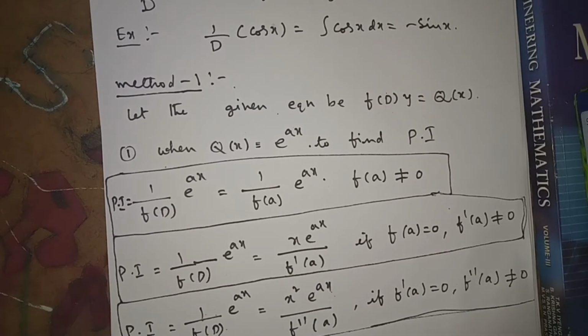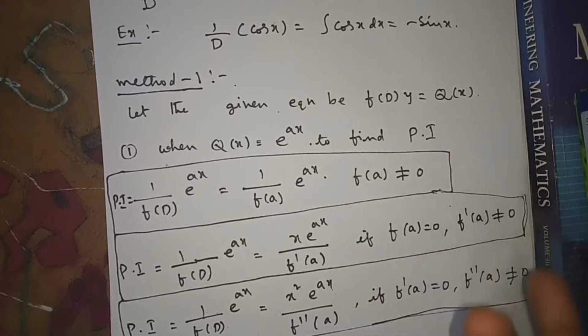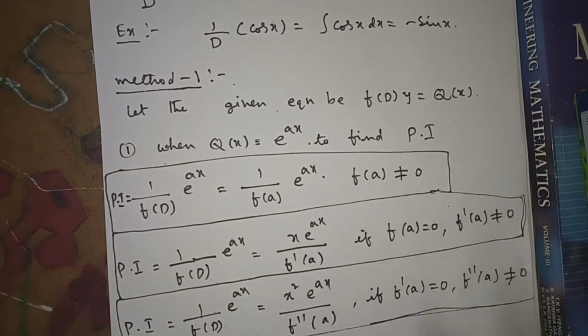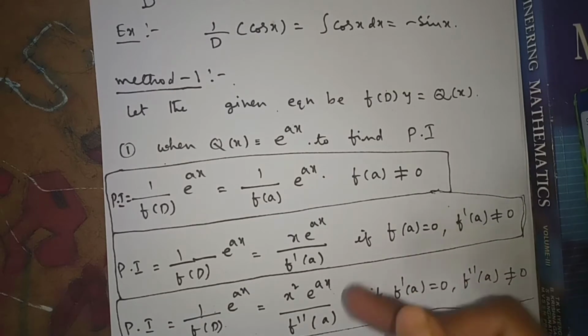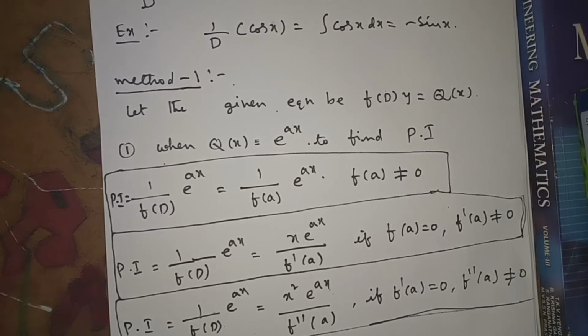Whenever you differentiate first time, you will get one extra term called x. The answer will become x into e to the power of ax by f dash of a. F dash of a means we differentiated first time and substituted D is equal to a. Suppose after differentiating first time and substituting D is equal to a, f dash of a is equal to 0, if f dash of a also you get 0, you need to differentiate a second time, and then second time you differentiate and substitute D is equal to a.